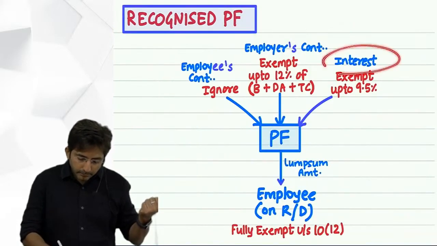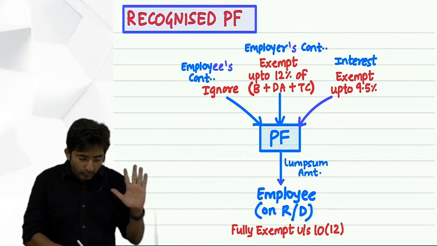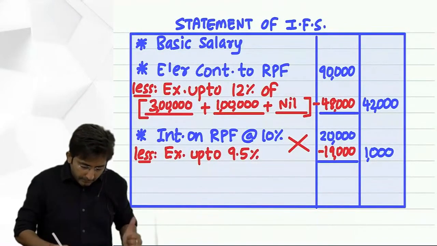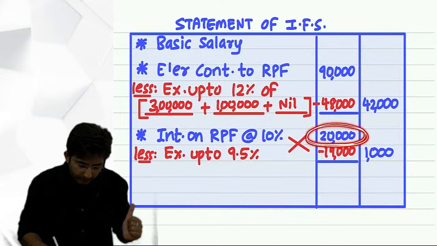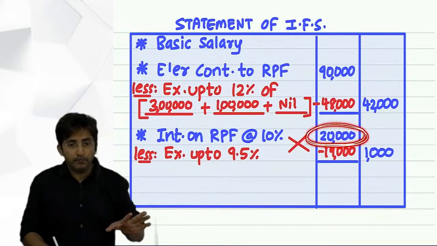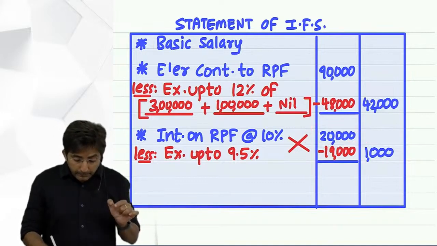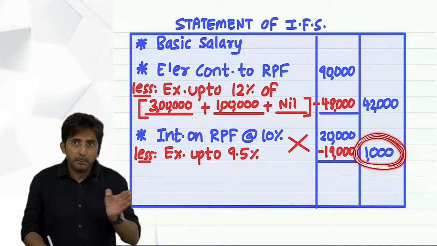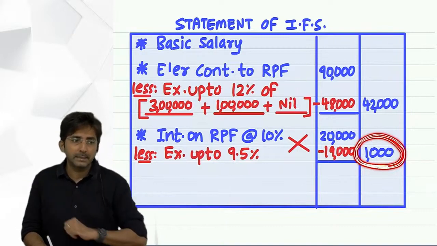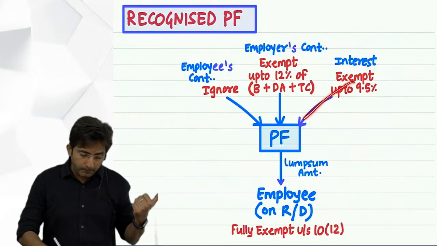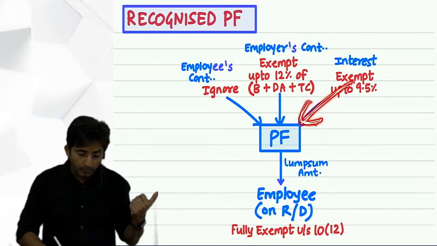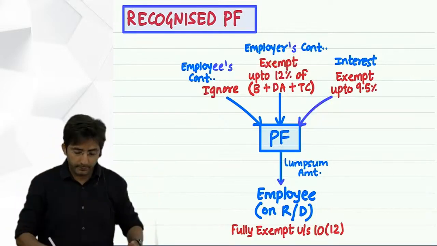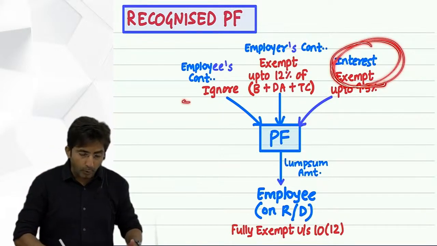See this. I am suddenly going to the drawing of RPF, because he had a doubt at the time of RPF. So tell me, this 20,000 interest on RPF, what do we do? Exempt up to 9.5%. So actually speaking, even this 1,000 part of it should be taxable under income from other sources and part of it should be taxable in income from salary. Because whatever interest gets deposited in your account is not purely due to the employer's contribution. Employee is also contributing. Since both are contributing, interest is thanks to both the employee's and employer's contributions.